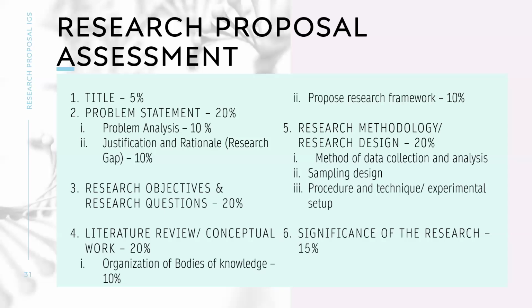Literature review or conceptual work consists of 20%, of which 10% is for organization of the body of literature, and another 10% for the proposed research framework. And then another 20% for research methodology or research design, which consists of methods of data collection and analysis, sampling design, procedures and techniques, or experiment setup. And the last 15% is the significance of the research. So this will cover some part of chapter 1 and also the expected result. Okay.